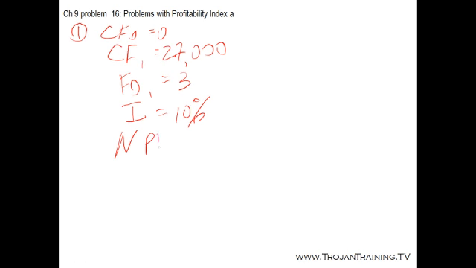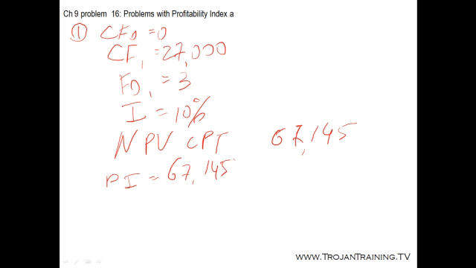And NPV CPT, that's going to give you 67,145. That's the net present value. Now the profitability index will be this number, 67,145, divided by 53,000, which is your initial investment. So it's 1.267.